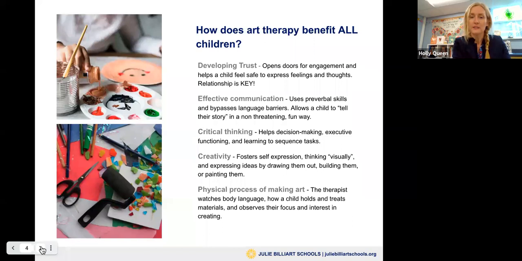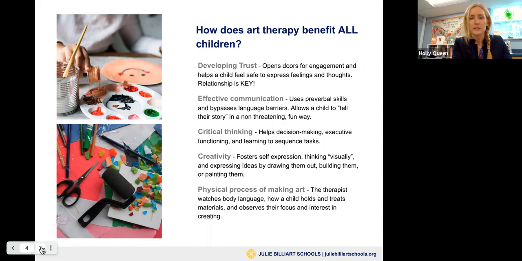Effective communication. So art uses pre-verbal skills. That's why we can use it with very young children. And even with adults, art can bypass the kind of defensive language that even we maybe use subconsciously. So that is a great benefit for the art to go quickly and deeply into really what the issues are that we need to set up some goals for.